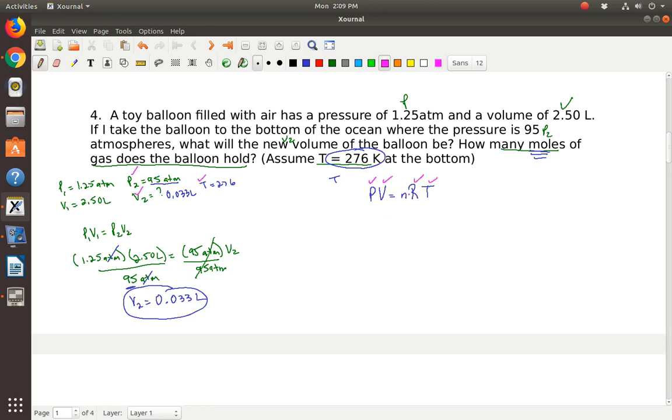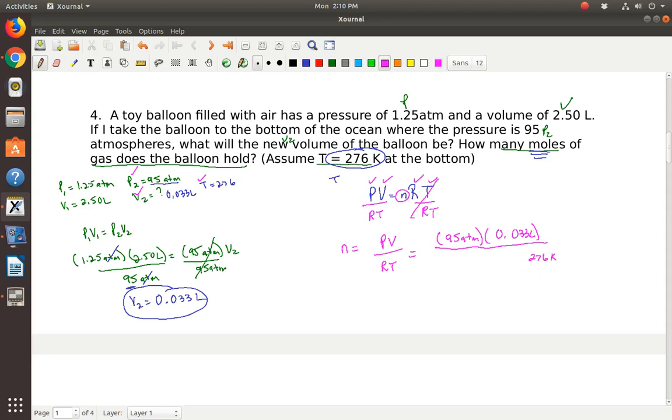I can always look up the R. But this is asking me for the number of moles, so I'm going to solve for n again. And we don't always solve for n, we solve for other things. We're going to divide by RT, so we have n by itself. So n is pressure times volume over RT. My pressure is 95 atmospheres. My volume I just calculated, 0.033 liters. My temperature is 276 kelvins.